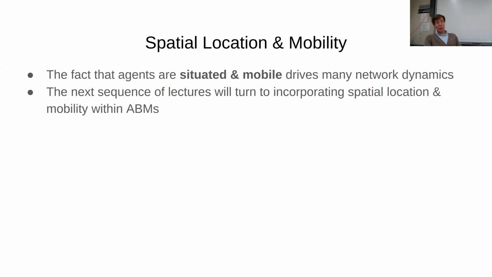So bear in mind, when we talk about situated agents, when we talk about spatial location and mobility, we're not always talking about a neat Euclidean space. We're not talking about moving on some smooth manifold. We're talking about location that could be more abstract, but still leads agents to be in proximity or not from a topological perspective.